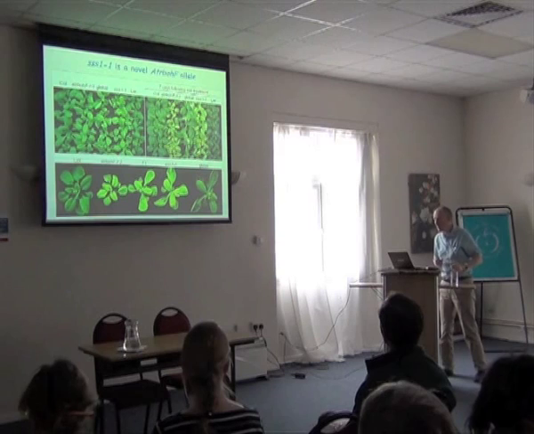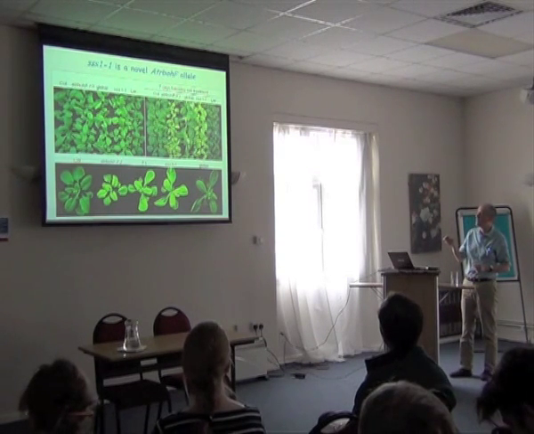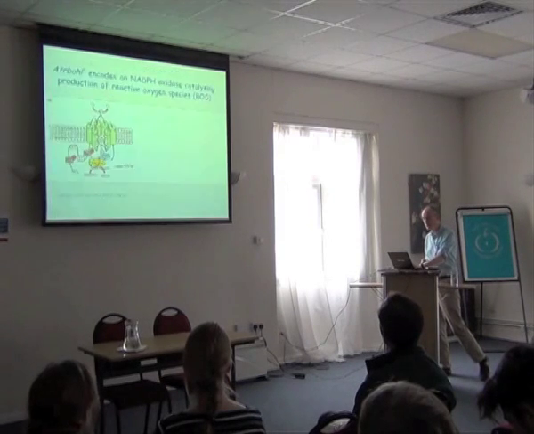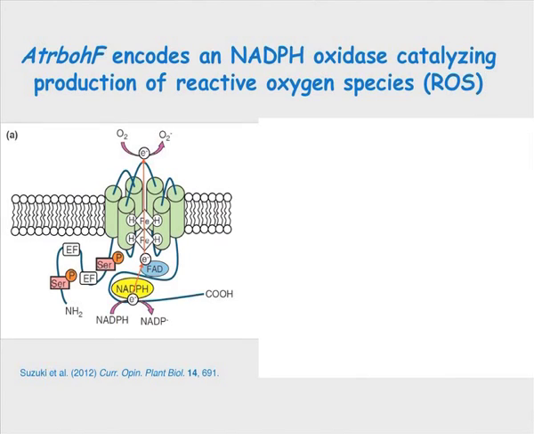So you may be saying to me, okay, so what is this gene ATRBOHF? What does it do? ATRBOHF is a gene which encodes an enzyme, an NADPH oxidase. These enzymes have become very famous in plant biology, actually in biology in general, in recent decades, because they catalyze the production of a chemical species called reactive oxygen species.